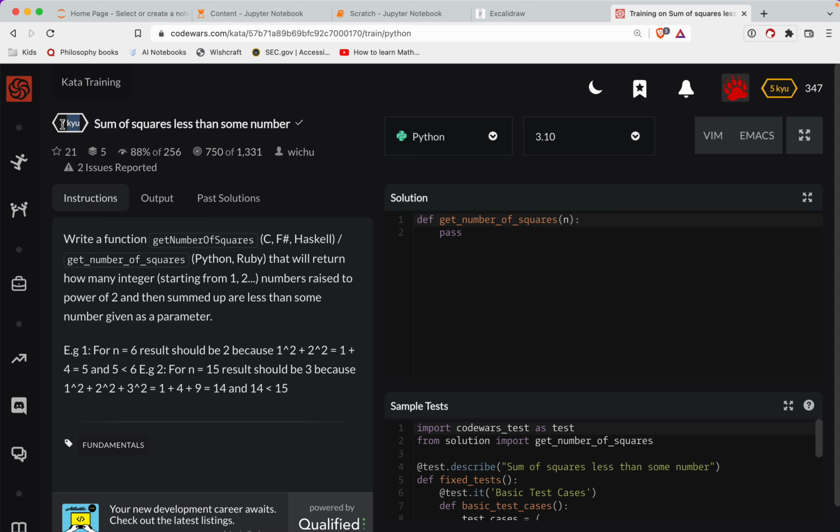Challenge. This one is a level 7. We're doing it in Python, and it's called Sum of Squares Less Than Some Number.